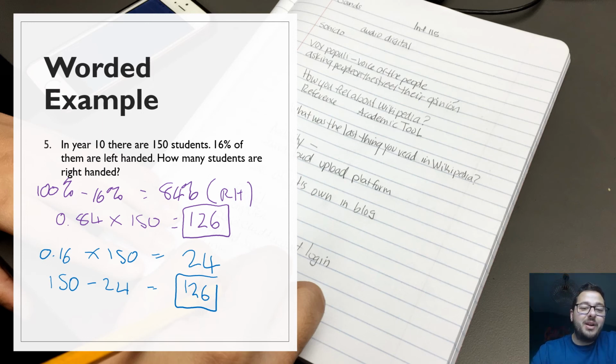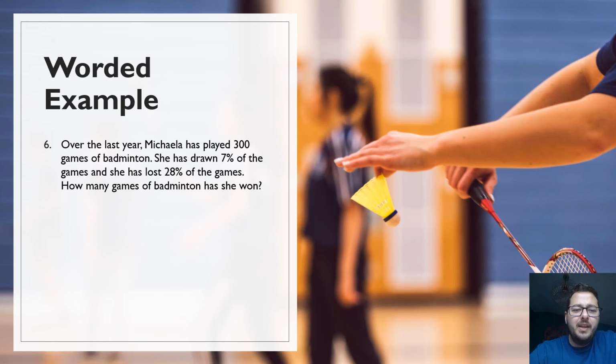All right, and then the last question to have a look at. Okay, so over the last year, Michaela has played 300 games of badminton. Okay, less of a hobby, more of an obsession. She has drawn 7% of the games and she has lost 28% of the games. How many games of badminton has she won?